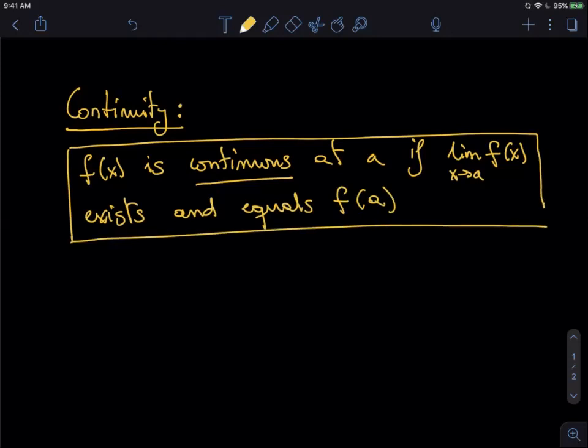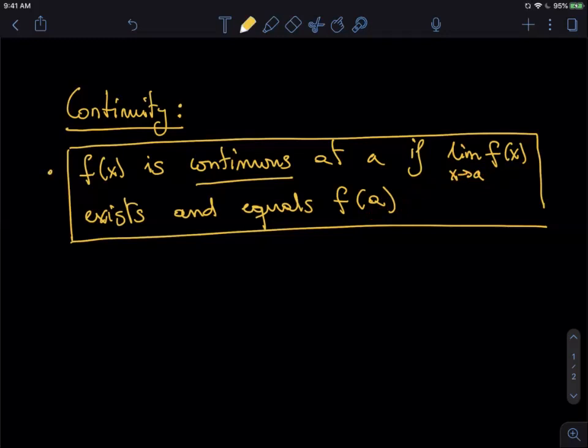Now, notice here, this definition requires first that f can take the value x equals a. Better, that a is a valid input for f, or a is in the domain of f. It also requires that the limit as x tends to a exists. That's the second condition here. And the third is that both these quantities, the limit and f of a, must be the same. All right.